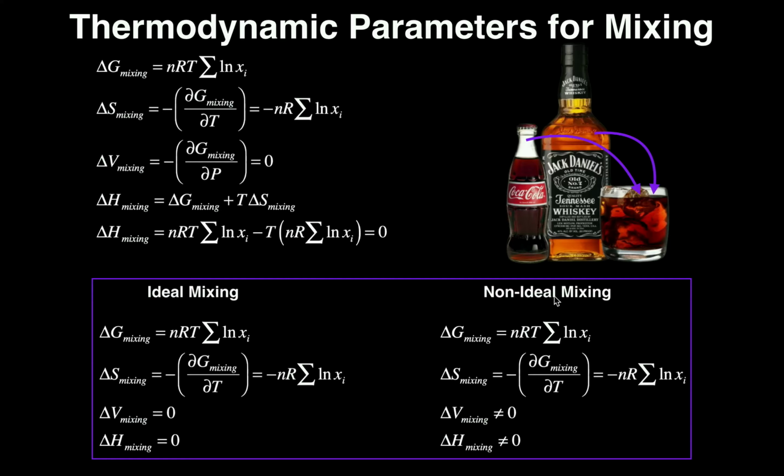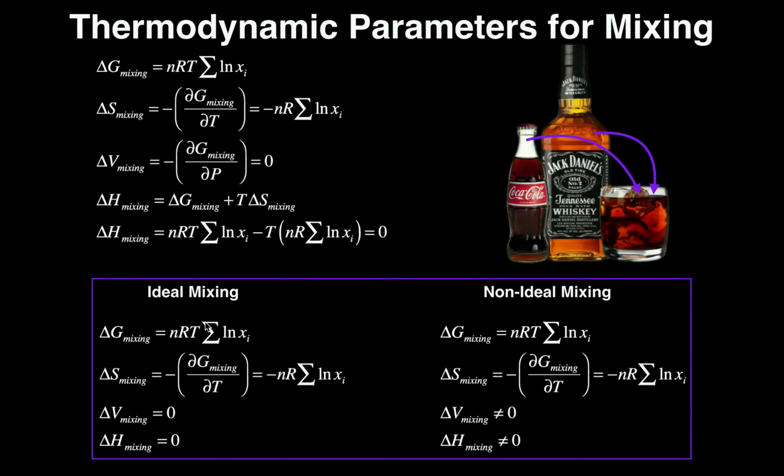Okay? And the nice thing from that as well is that since the entropy of mixing is given as the negative of the partial of G with respect to T, and G is the same for both, therefore the entropy will be the same for both. It's going to be negative nR times the sum of the natural log of all the mole fractions. So if you're given a problem, you can actually calculate the delta G and delta S associated with this.